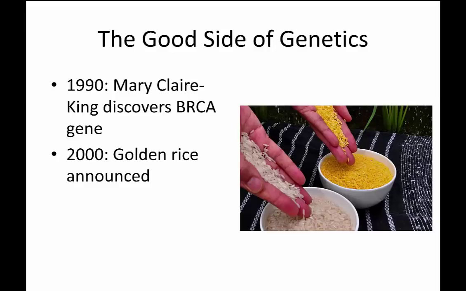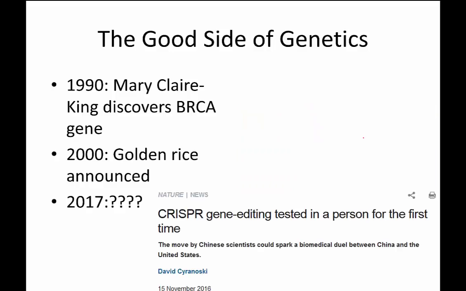In 2000, golden rice was announced. Golden rice is a genetically modified organism, so it has higher vitamin A levels than regular rice. And this is a huge issue for third world countries where they're not getting enough vitamin A. And 2017 may be promising. We're still trying to do this gene therapy, gene editing type of experiments. But perhaps now we're finally ready to actually do it while also being safe and doing it effectively.